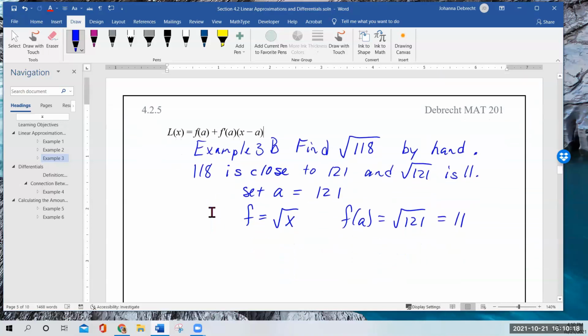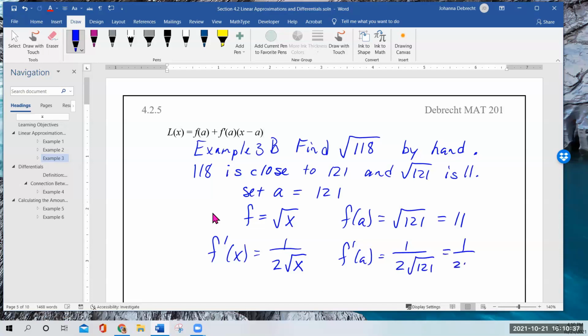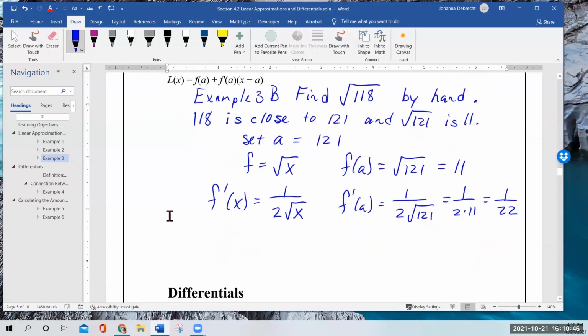Then I can compute the derivative of the function, which of course will give me 1 over 2 square root of x. Then I can find that value at a, which is going to be 1 over 2 square root of 121, which is 1 over 2 times 11, or 1/22. Now I can plug the pieces into the linear approximation function, and I'll be able to approximate the square root of 118 by hand, or with fractions only, without needing the calculator to do the square root.